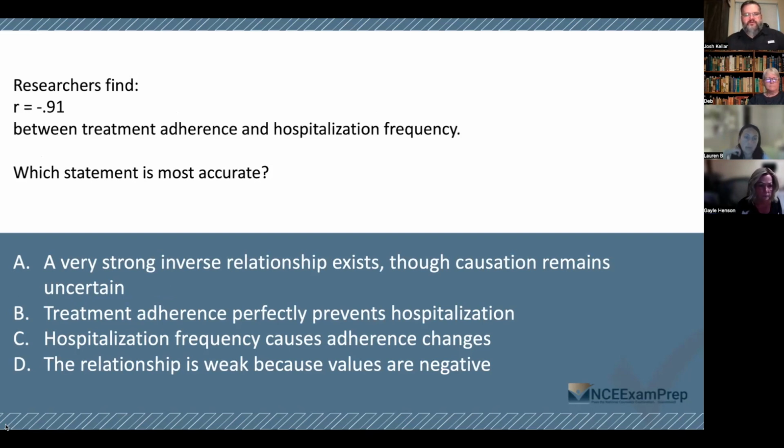Researchers find a correlation of negative 0.91 between treatment adherence and hospitalization frequency. Which statement is most accurate? A, a very strong inverse relationship exists, though causation remains uncertain. B, treatment adherence perfectly prevents hospitalization. C, hospitalization frequency causes adherence changes. D, the relationship is weak because values are negative. What do we think?